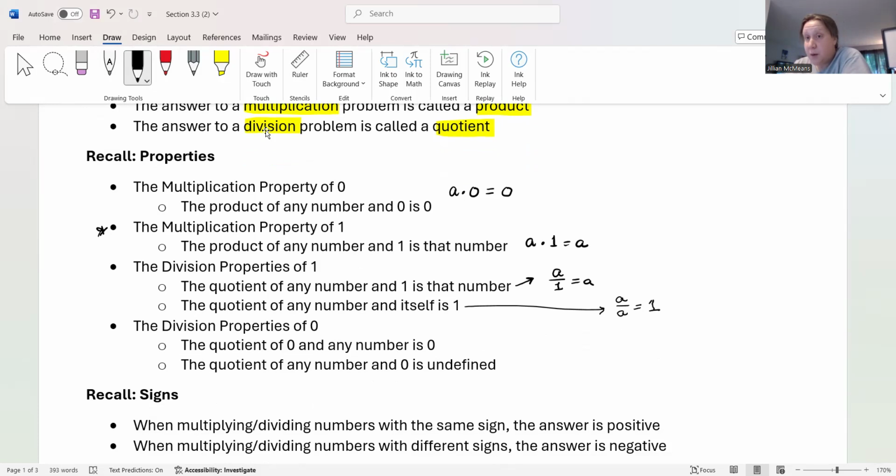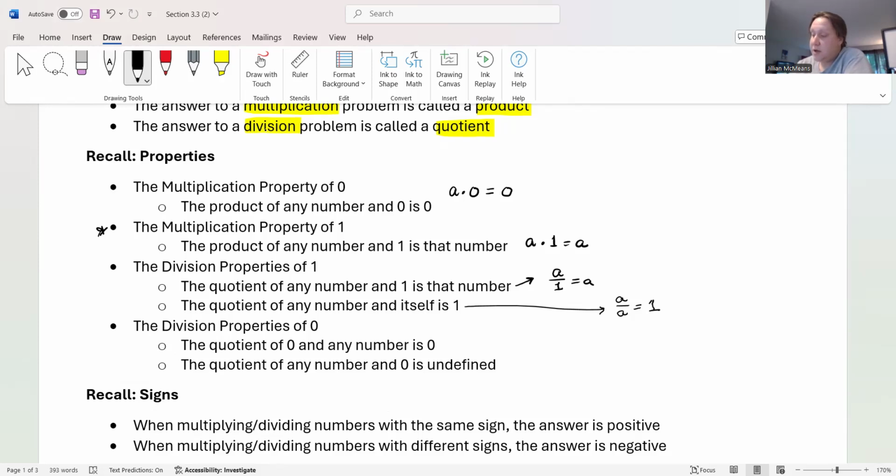Anyway, the first property says the quotient of zero and any number is zero. Okay. The second property is the one that throws people. It says the quotient of any number and zero is undefined. So you can take zero and divide it by a number. That's okay. You cannot take a number and divide it by zero.